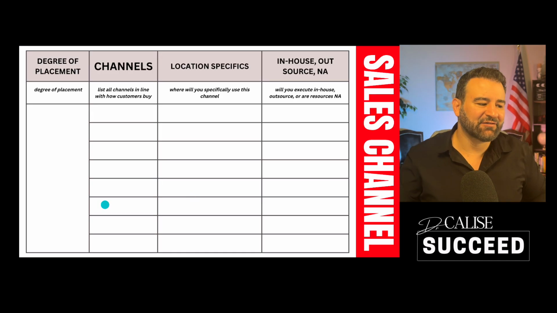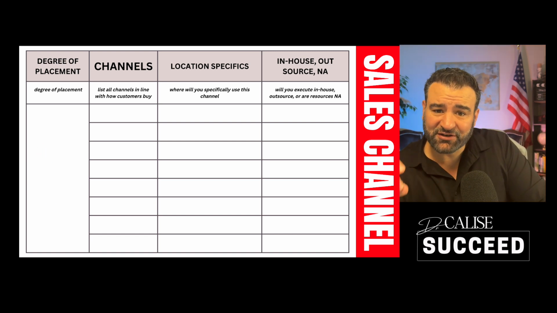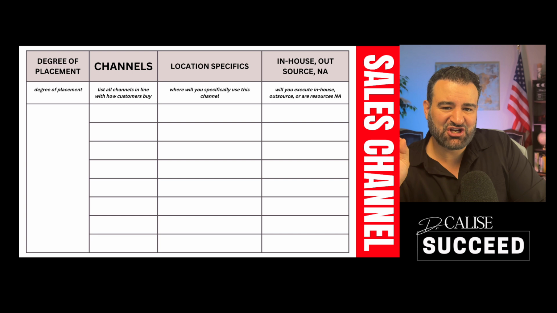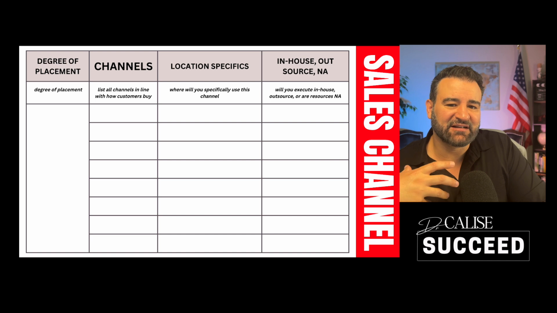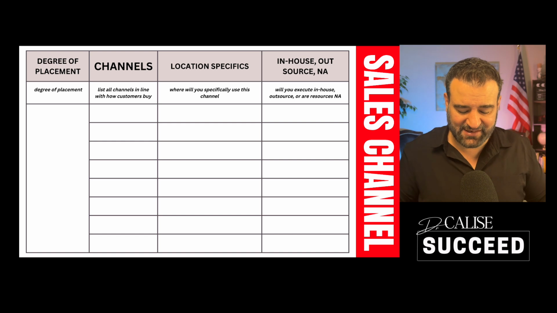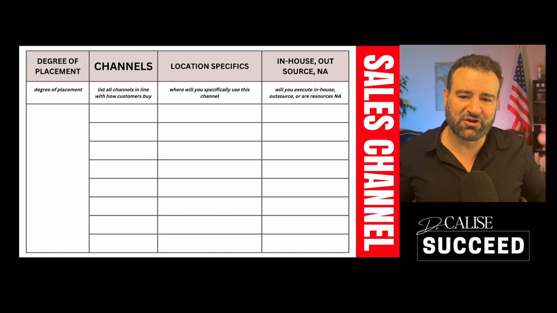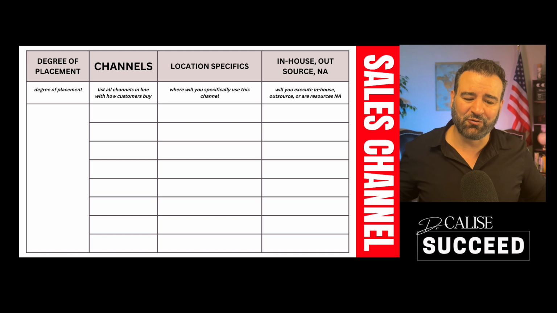So the first thing you have to do, and we have it right here, is understand your degree of placement. Now, again, it's important to understand this because your channels are going to depend on what strategy you select. Obviously, if you select an exclusive strategy, you're not going to have a lot of distribution channels. They're going to be limited. But if you have an intensive strategy, you're going to have a ton of channels at your disposal because you want your product everywhere.